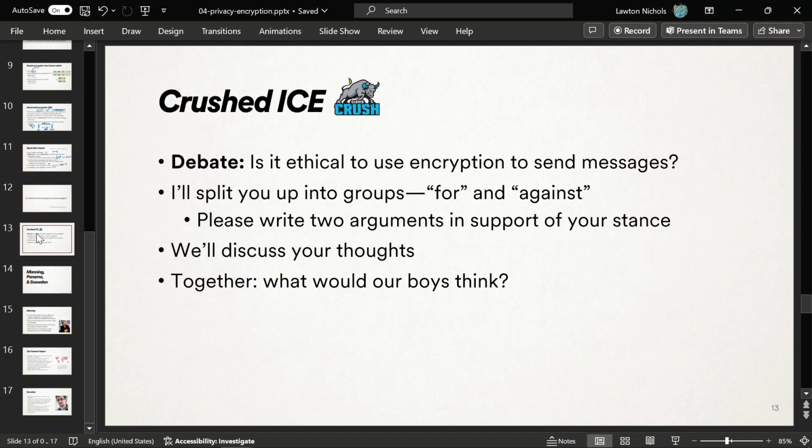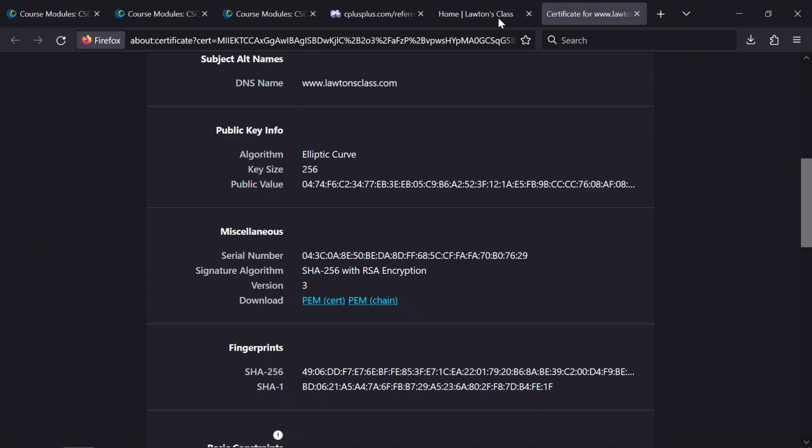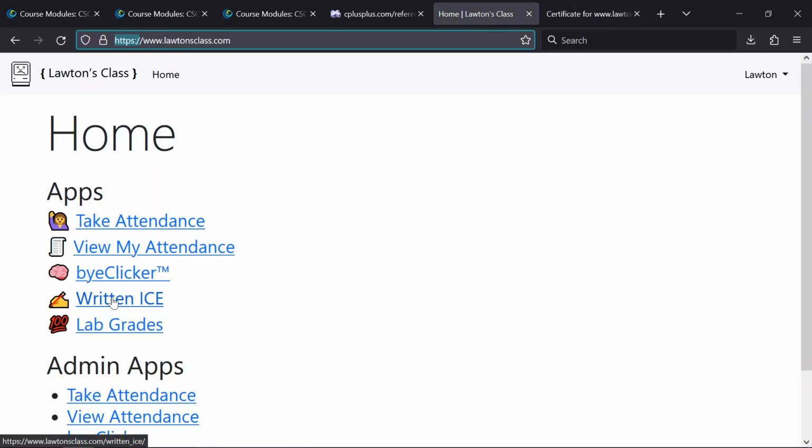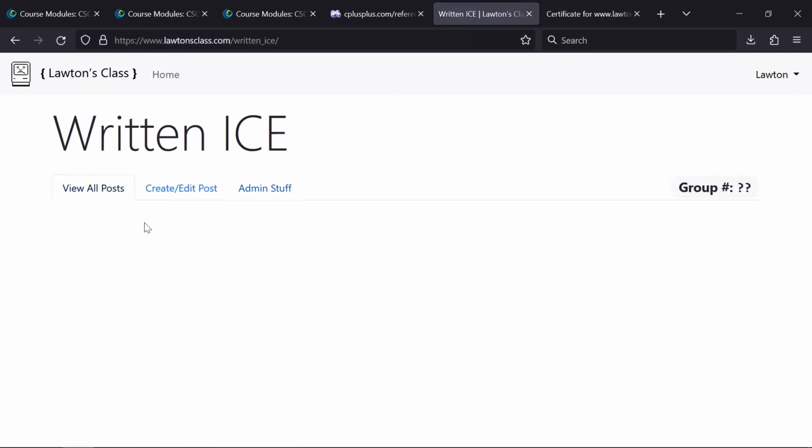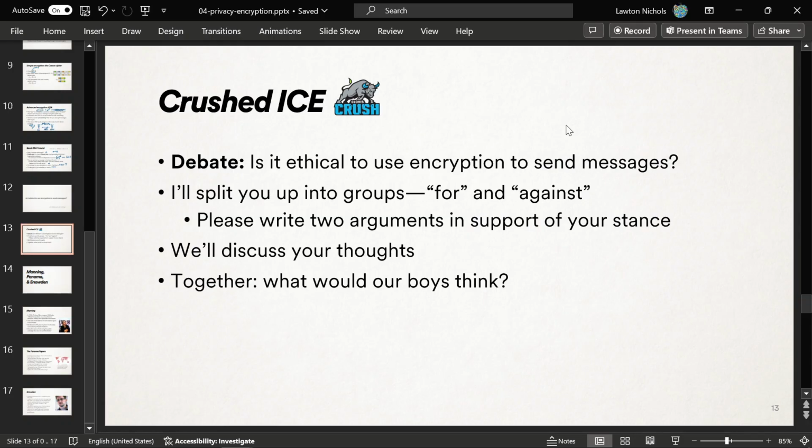So let's go back to the written nice page. Please press the refresh button so that you don't redo your own stuff. I'm going to delete everything that was there. So refresh your written nice page if you still have it open. And I'd like you to get into groups, please, and then you'll elect a group leader. And here's the debate. I want you to ask yourselves: is it ethical to use encryption to send secret messages to just you and some other person that nobody else can peek in on?